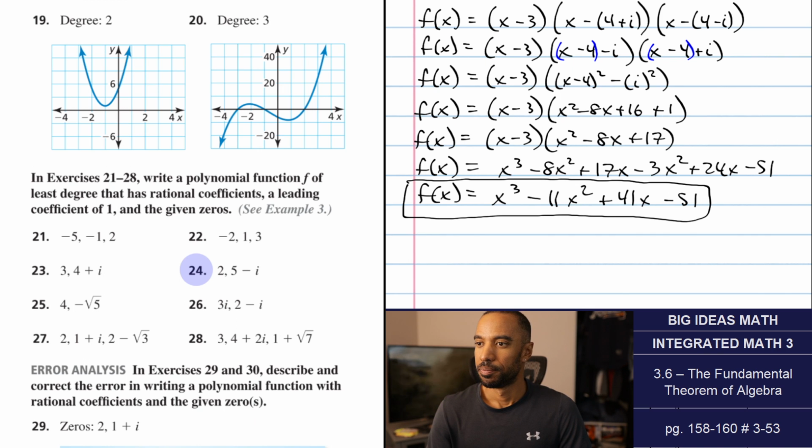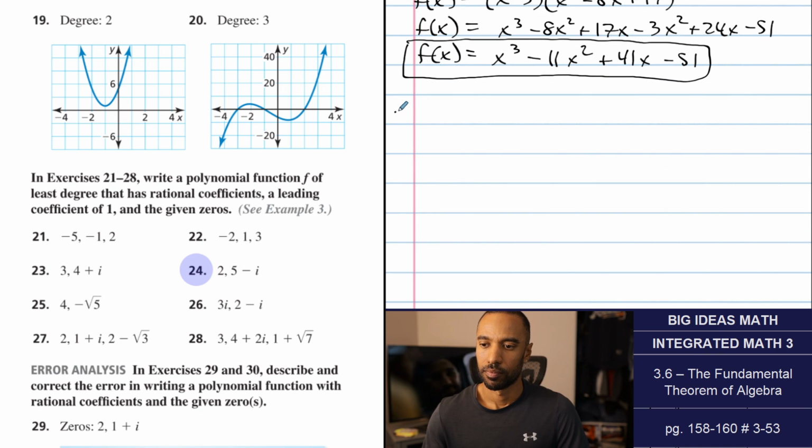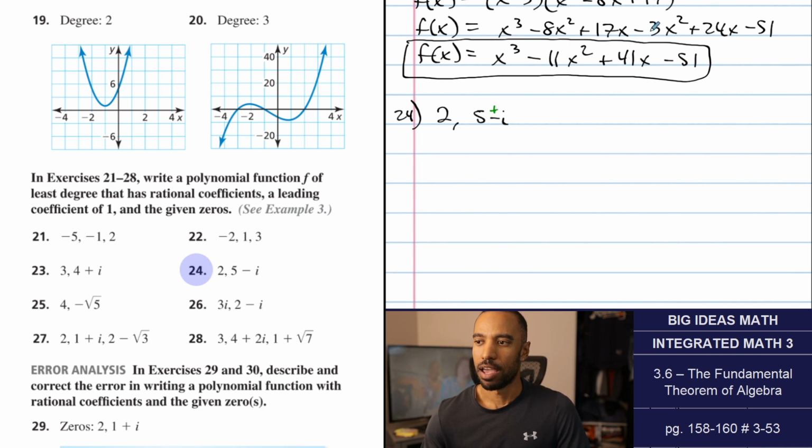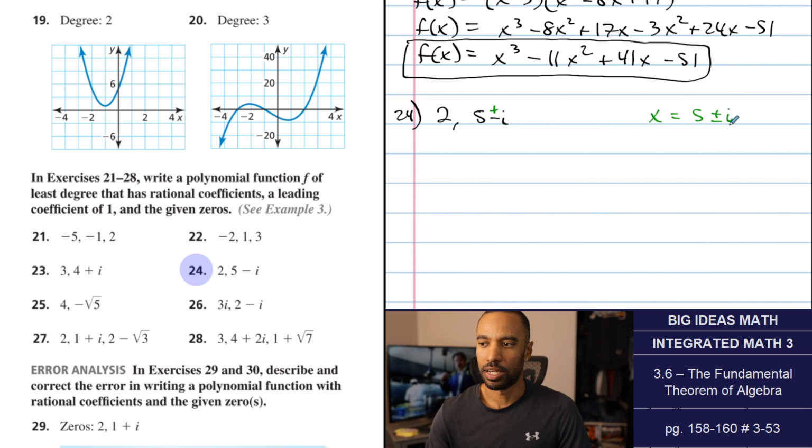Number 24. Once again, using a slightly different appearance of method. 2, 5 minus i. Not really difference of method, but just a quicker way to clean this thing up, I believe. If 5 minus i is a solution, then 5 plus i is a solution, right? If I just wrote out the solution set, x equals 5 plus or minus i, I could get the i by itself the same way I got radicals by themselves at the time, by subtracting 5 from both sides.